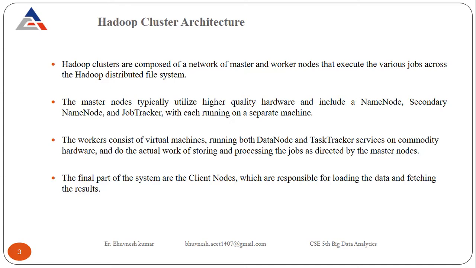The master node typically utilizes higher quality hardware. Your master node has higher quality hardware, meaning a higher processor and also maximum storage capacity as compared to your slave nodes, because it will collect a large volume of data and also process that data. That is why the master node typically utilizes higher quality hardware and includes a name node, secondary name node, and job tracker.